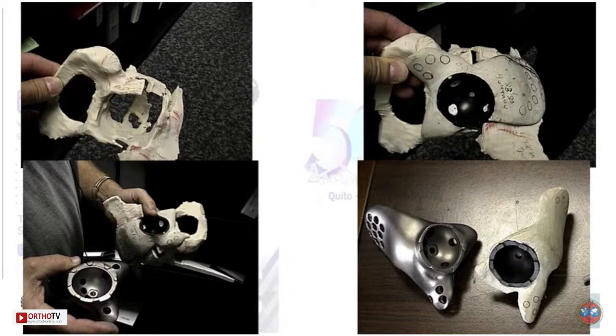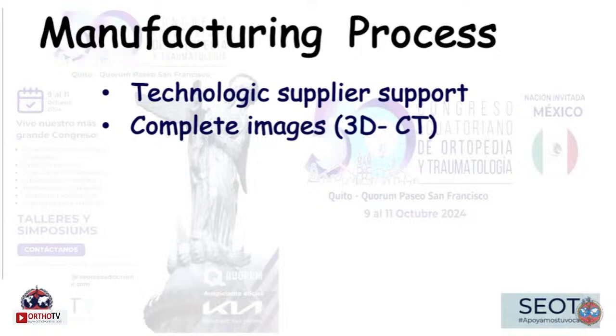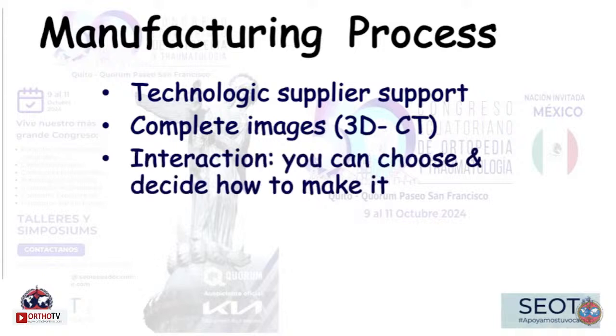This is a case-specific implant where you can create a three-flange cup, like Marco told us, and you have all the possibilities to work with this. In this case, you work with the technical supplier. You send the complete images, CT scans, and 3D reconstruction, and you have interaction with the engineers. You can choose and decide how to make it.